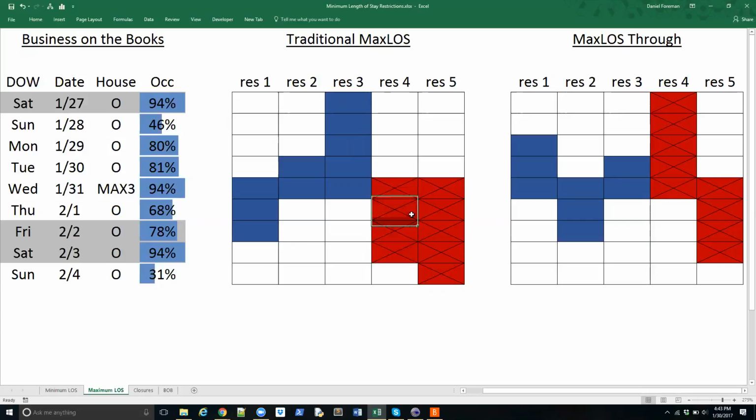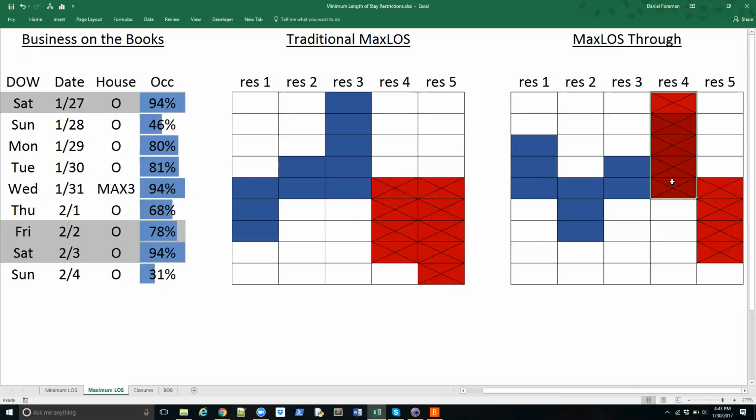And these are straightforward. These are no-brainers. So there's a 4-nighter arriving on Wednesday. They can't stay. There's a 5-nighter arriving on Wednesday. Again, too long of a length of stay, can't stay. The maximum length of stay through forces any reservation that stays on Wednesday night to be a 3+ stay. So why is this so dangerous? Well, look at reservation 4 here. That is a 5-night stay.